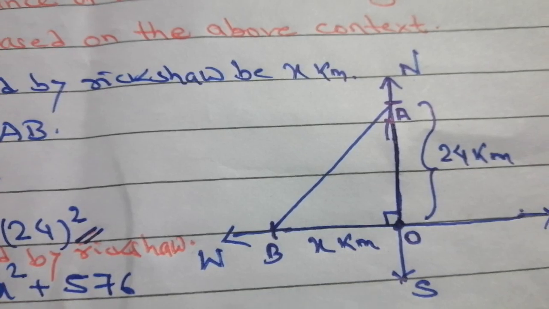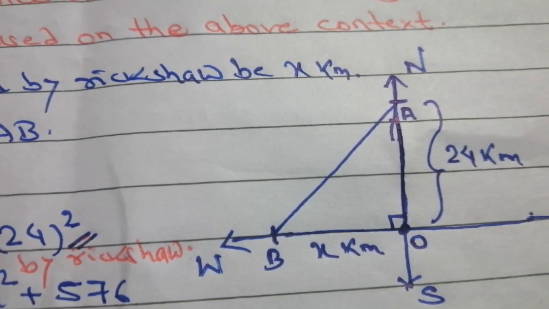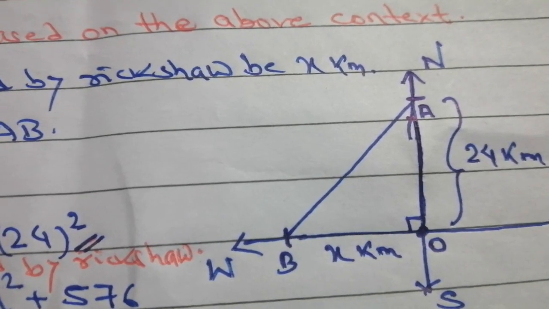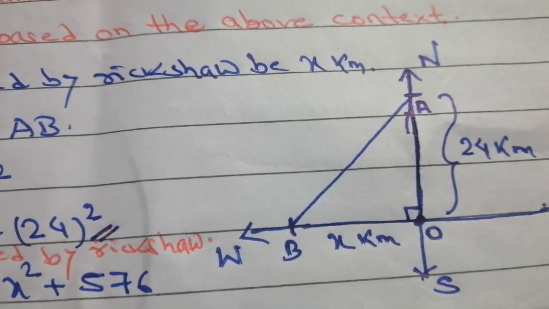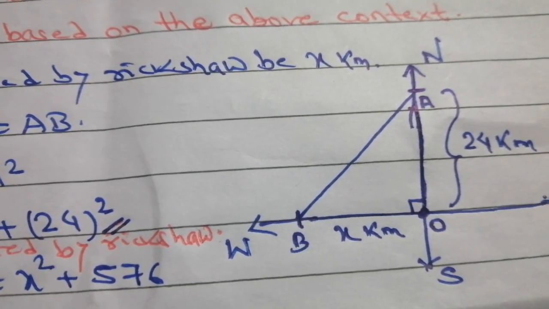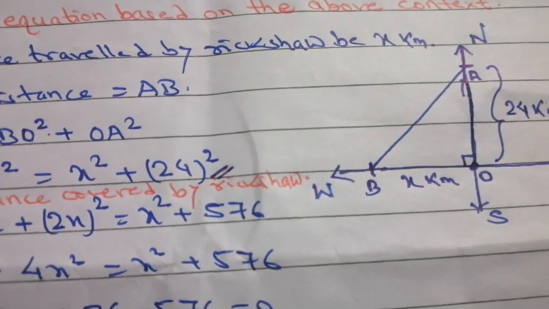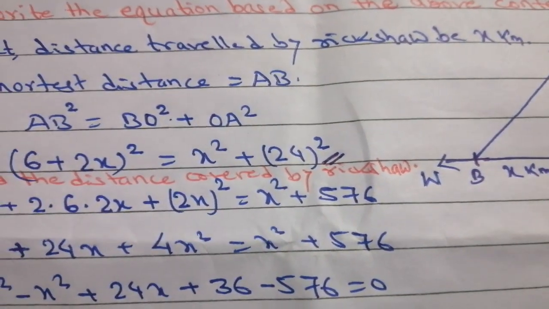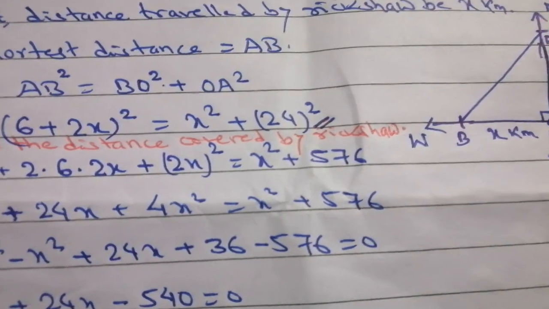Then, as per the question, point A is the position of the bus and point B is the position of the rickshaw. The shortest distance between the rickshaw and the bus is AB. AB will be the shortest distance. So according to the Pythagoras relation in triangle OAB, AB is the hypotenuse, so h square is equal to p square plus b square. If we use the relation, then we get the equation AB square equals AO square plus OB square. AB square equals OA square plus OB square.